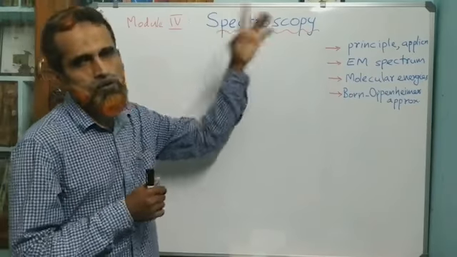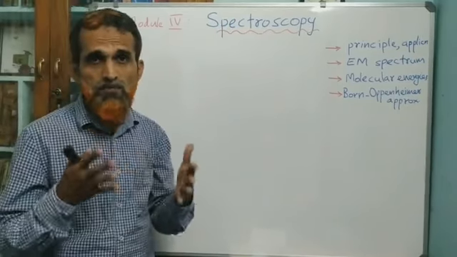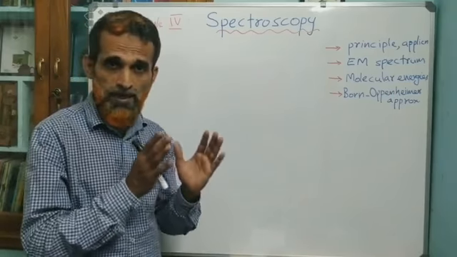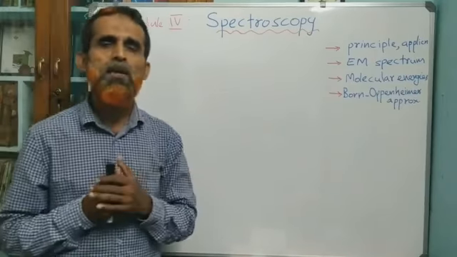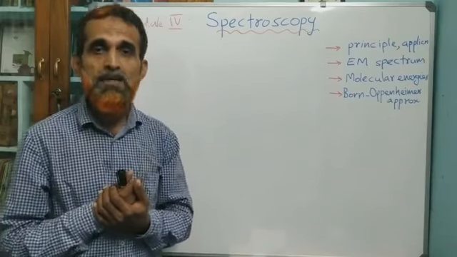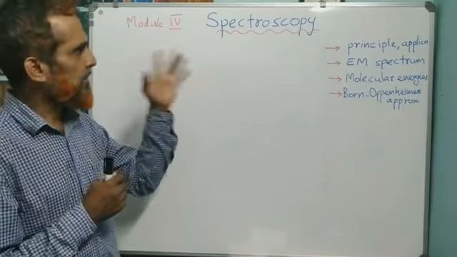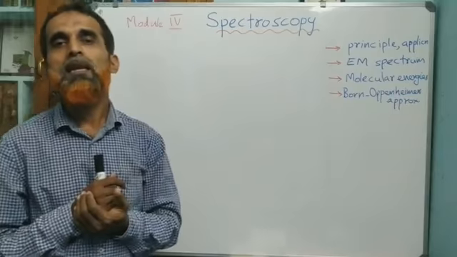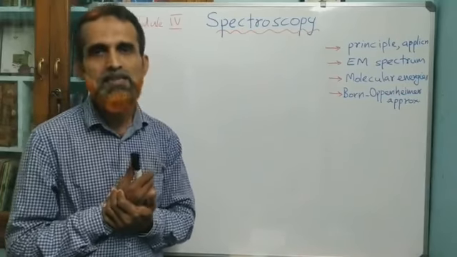As the name indicates, spectroscopy is a measurement using light, and it involves interaction of radiation, that means electromagnetic radiation, with matter or molecules. The most important application of spectroscopy is to elucidate the structure of an unknown compound. Because of that, spectroscopic techniques have become the most powerful tool in chemical research, especially in organic synthesis.